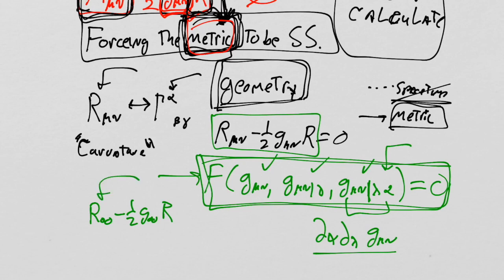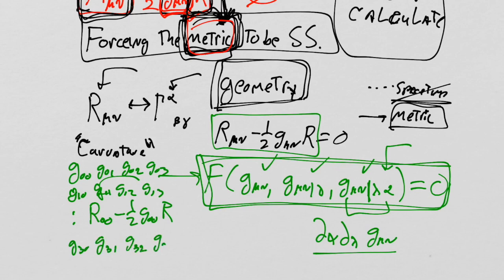But buried in R00 is going to be all these G00, G01, G02, G03, G10, G11, G12, G13, all the way to G30, G31, G32, G33. The only one I didn't do is, heck, why not? G20, G21, G22, and G23. So there's all the components of the metric, right?